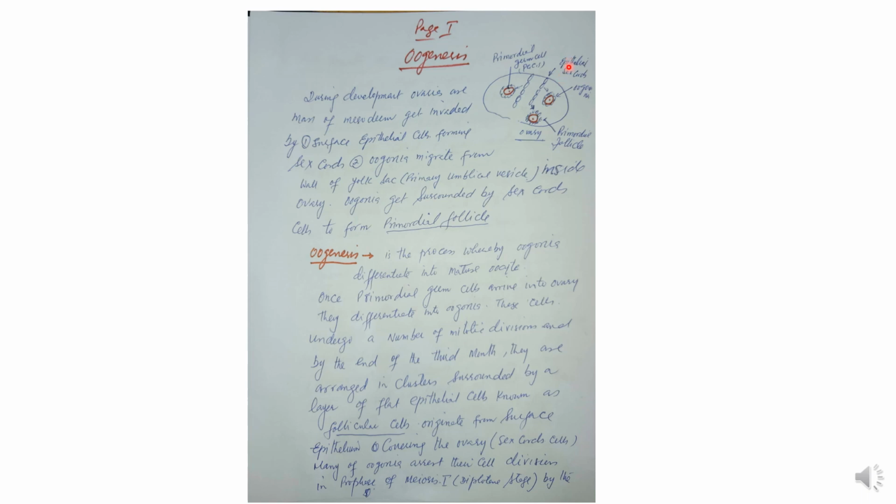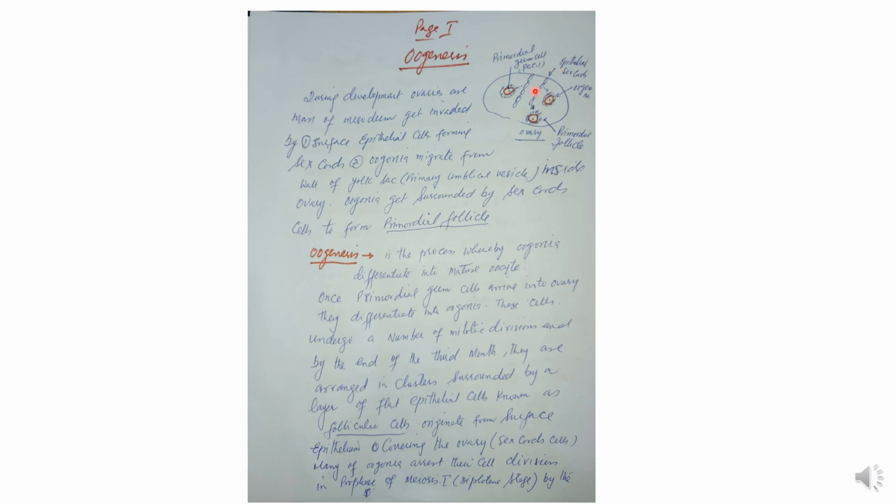Another variety of cell also invades the ovary, and that is the oogonia or the primordial germ cells, PGCs. They actually migrate from the wall of the primary yolk sac, or the primary umbilical vesicle, as the new name is given. They migrate from its wall.